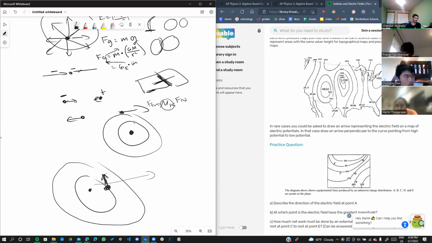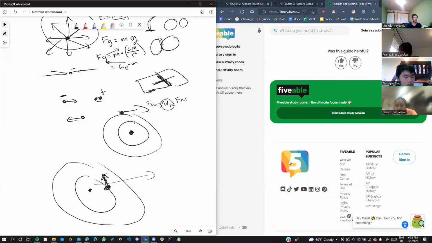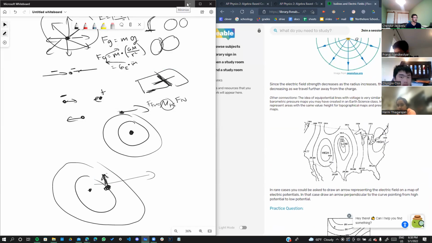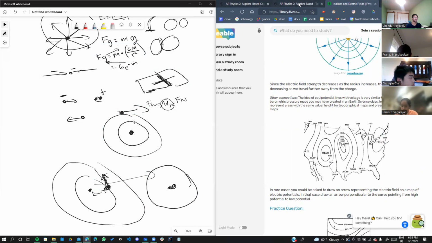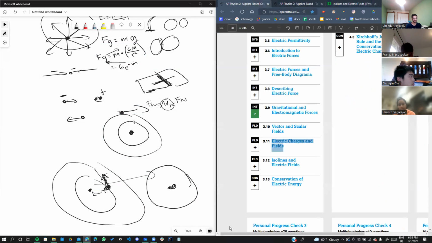I don't remember too many questions about isolines appearing on the exam, though. So that's a good question. I have to remember. Here's the distance away, how would it go? Is it because the electric field is... I don't know for sure, but I don't think it's a very big part of the exam.